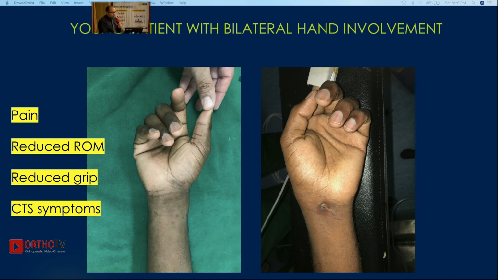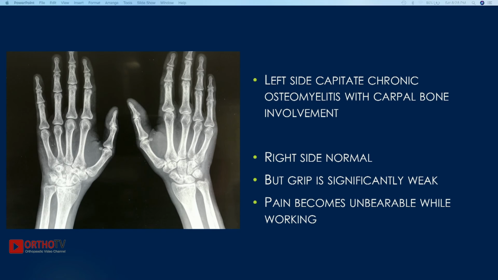Another important radiological feature that I would like to mention: this patient had bilateral wrist pain, ESR raised, CRP raised, laborer patient, and there was a discharging sinus on the volar aspect of the left wrist, and on the right wrist there was only reduced grip strength and restricted and painful range of movement. When we did an X-ray, that X-ray was suggestive of a capitate osteomyelitis. So there was some lesion in the capitate, and the opposite side X-ray was absolutely normal.